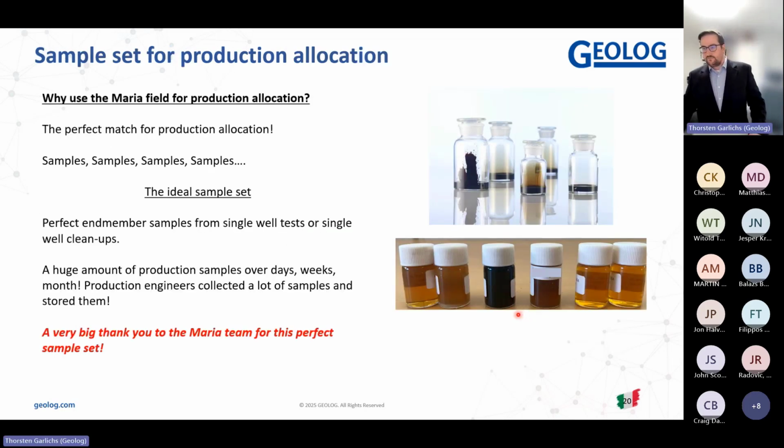Now we go to the sample set for Maria. And here it is very important to say we have the perfect match for the production allocation because the samples are there. We had a lot of samples and samples and samples. And this is the dream for a geochemist talking about production allocation and the potential to use these sample sets.